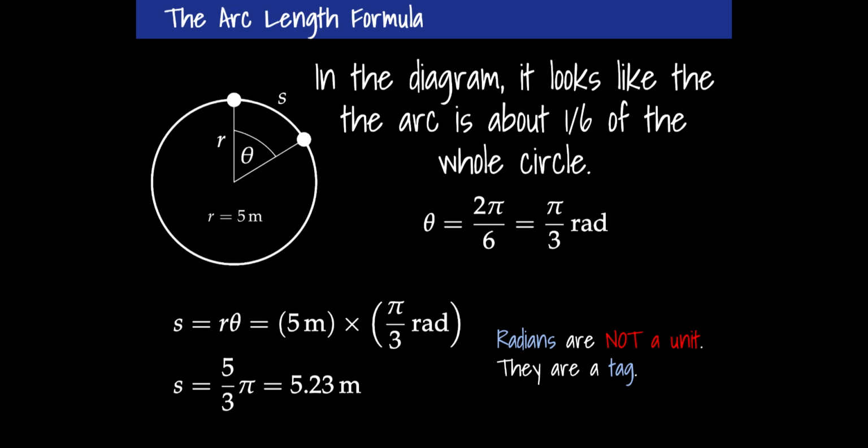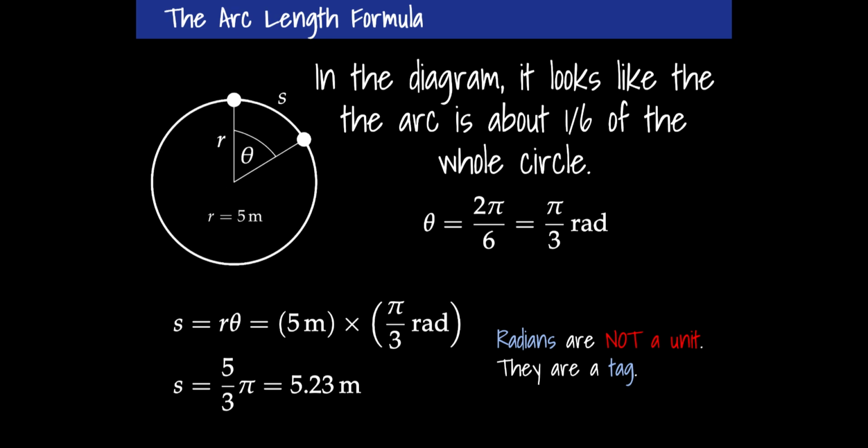I've suggested here on my circle that the radius of the circle is 5 meters. Well, now I can calculate some stuff. I can use the arc length formula and calculate the distance along the arc here. Using the arc length formula, s is equal to r times theta. Well, r is 5 meters times pi on 3 rad.